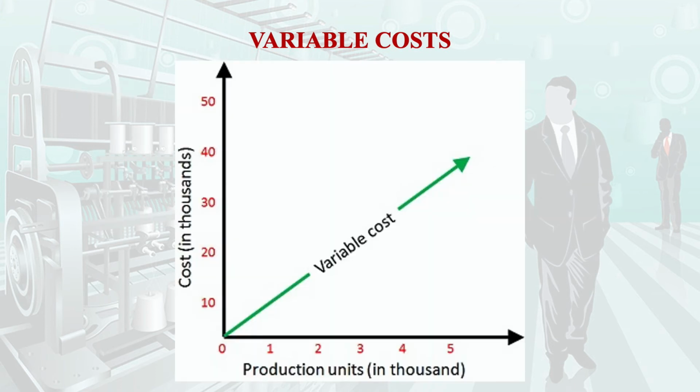With the help of a graph, I would like to show you what is variable cost. On the x-axis, you have production units in 1000, and on the y-axis, you have cost in 1000 rupees, and you see a green line of variable cost that is making a slope with the x-axis and y-axis. That means if you are increasing the production, your variable cost will increase.